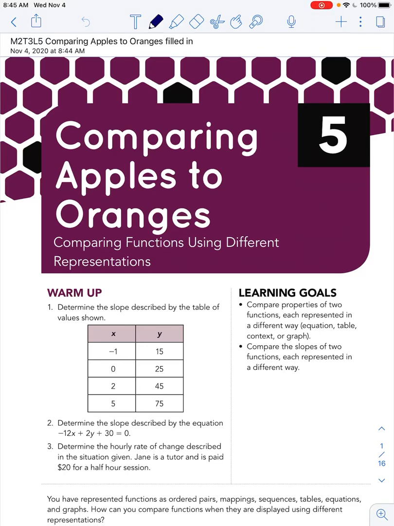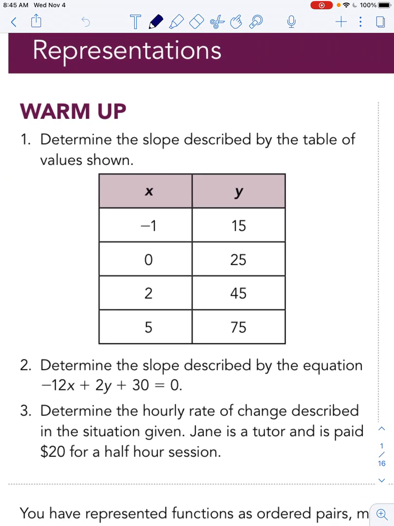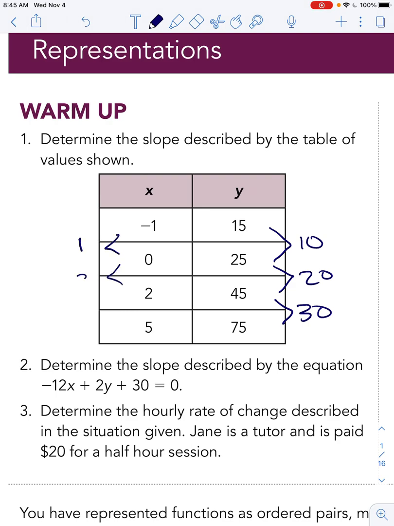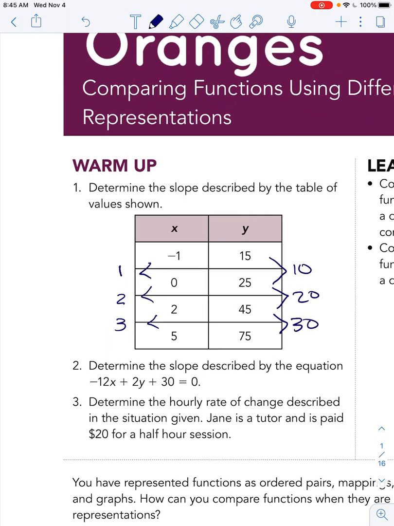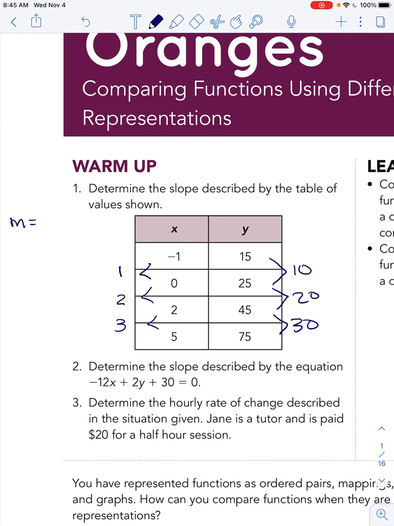Okay, so we're going to be comparing apples to oranges. And the very first thing we're going to do is determine the slope. So hopefully you remember how to do that. If I look at this, this goes up by 10. This goes up by 20. This goes up by 30. If I look over here, this went up by 1, went up by 2, went up by 3. So if I was to find the rate of change or the slope for this, I have 10 over 1, which is 10, because we have to make sure it's linear, don't we?